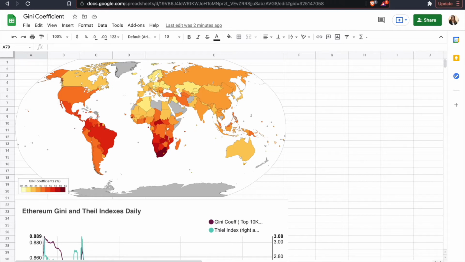So the Gini coefficient is most known to be used by economists to measure income inequality. This diagram here overlays different Gini coefficients onto a world map. But the Gini coefficient can actually measure inequality among values of any frequency distribution. For example, in ecology, it can be used to measure biodiversity, and in our case, in crypto, it can be used to proxy decentralization or dispersion of a protocol's ownership.